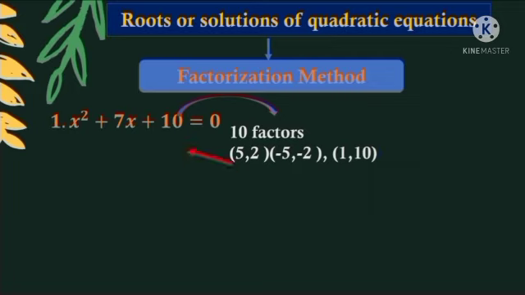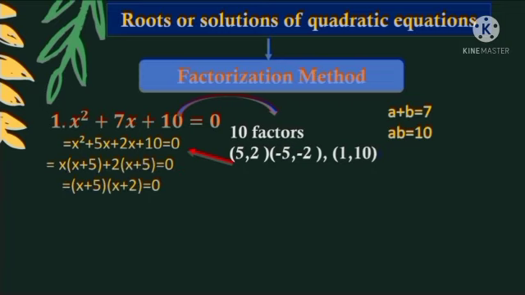So you have to take 5 comma 2 as the factors for this factorization. So a plus b is 7; if you add, it must be 7. If you multiply, it should be the product of the constant and the coefficient of x². So a into b is equal to 10. Now I am taking the factors of 10 as 5 comma 2 and rewriting: x² + 5x + 2x + 10 = 0.